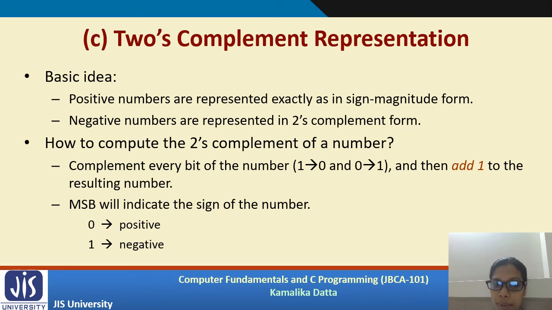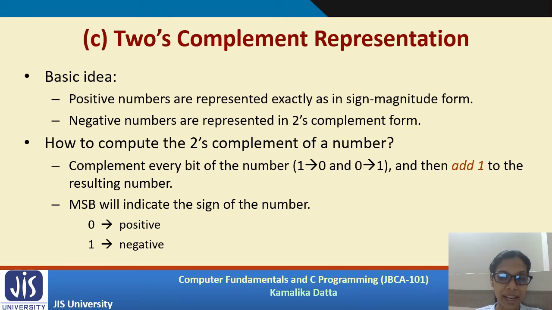So how to compute the two's complement of a number then? For computing two's complement of a number, all we need to do is complement every bit of the number. Complementing every bit, we already know how to do it. We convert 1 to 0 and 0 to 1. But then there is an extra step. We need to add 1. So 2's complement, this is an overhead where we need to add 1.